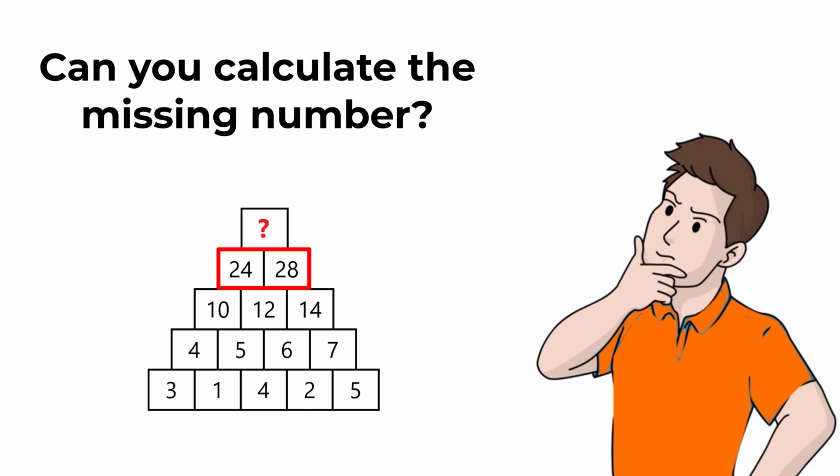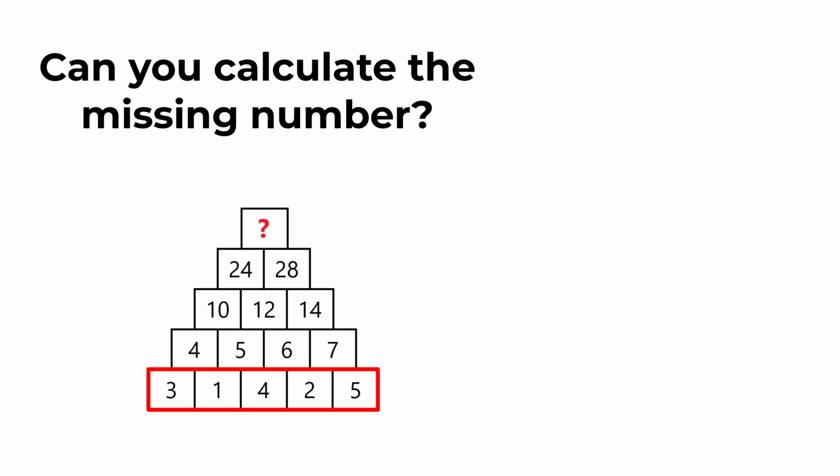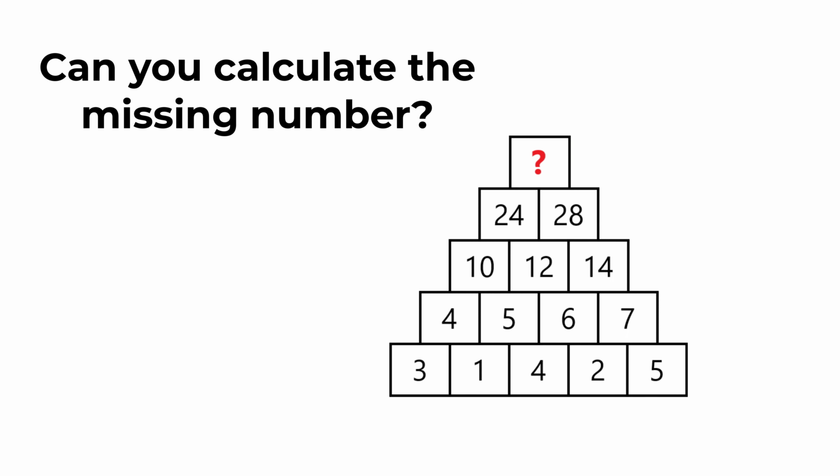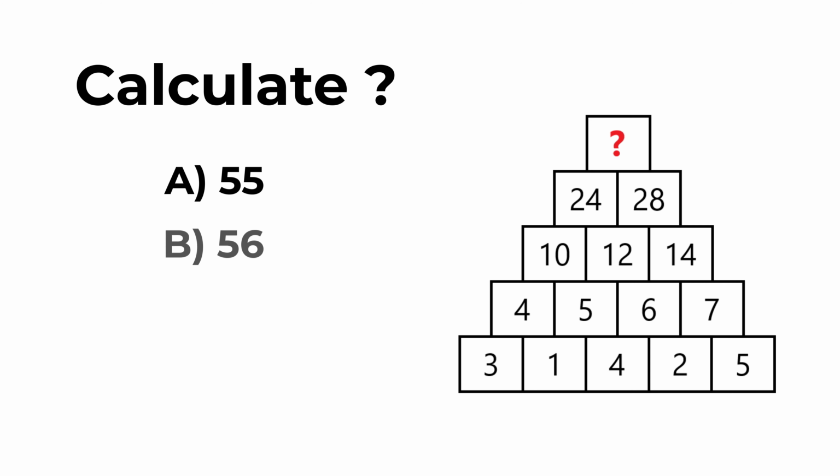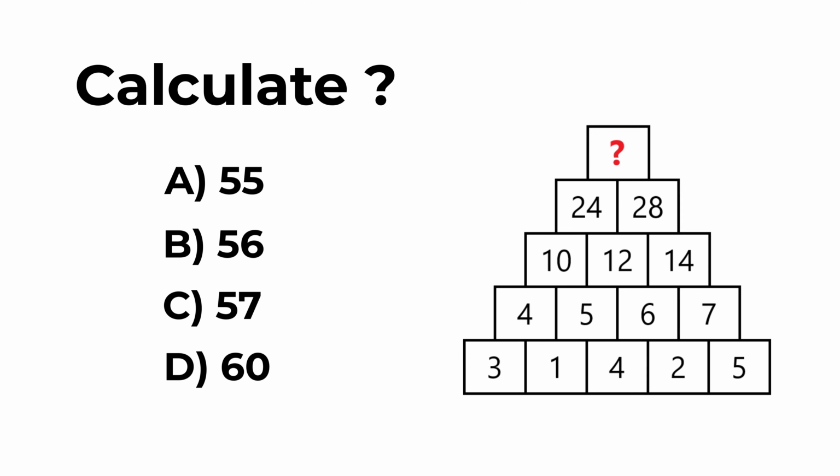The next layer contains numbers 24 and 28. Layer below this contains numbers 10, 12, and 14. Next layer has 4, 5, 6, and 7. And the last layer has numbers 3, 1, 4, 2, and 5. You're presented with 4 different choices for the missing number. Choice A, 55. Choice B, 56. Choice C, 57. And choice D, 60.